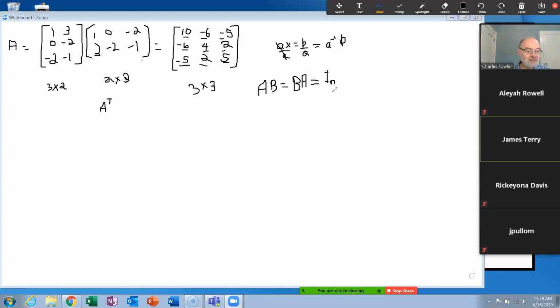Okay? So, where I(n) is the identity matrix of order n, the matrix B is the multiplicative, but most of the time we'll just say inverse of A. A matrix that does not have an inverse is called a non-invertible matrix or a singular matrix.